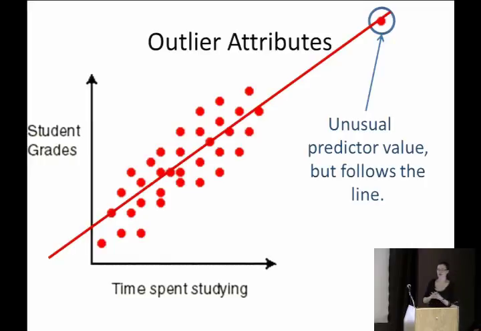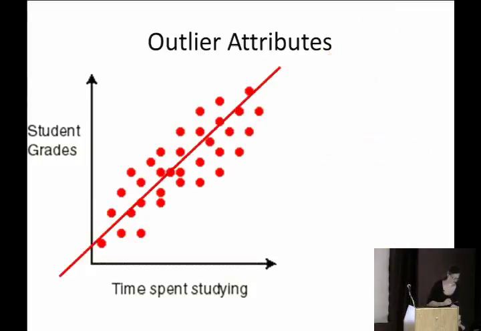It's called leverage because any small fluctuation in the grade that this person receives is going to change the slope a lot more than any similar change for any other point would. So these are points where you really want to be careful. It could be really bad because any small change can really wreak havoc in your model.